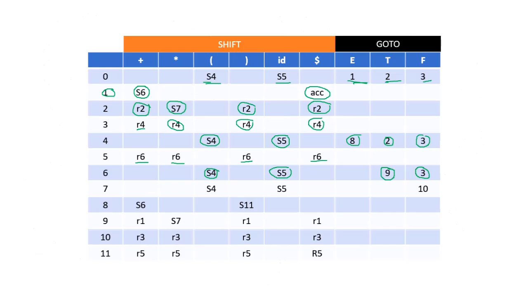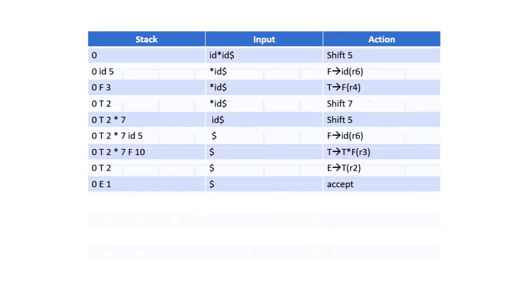And I7 comma open brackets goes to I4, so write it as S4. And I7 comma ID goes to S5, so I write it as S5 here. And I7 comma F goes to item set 10, so I simply write it as 10 since it's a non-terminal. Now we'll go for item set 8.